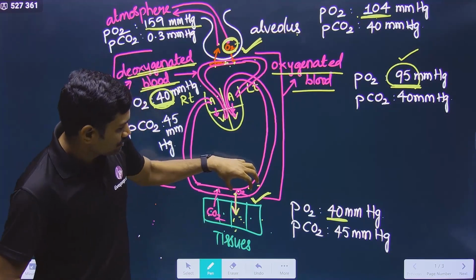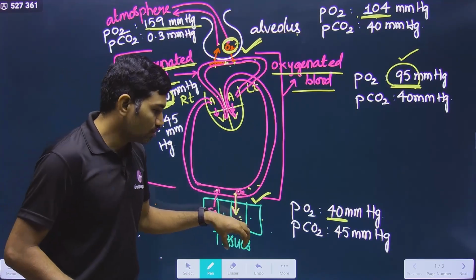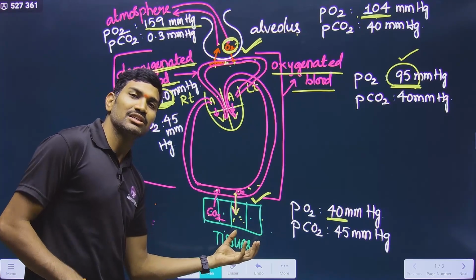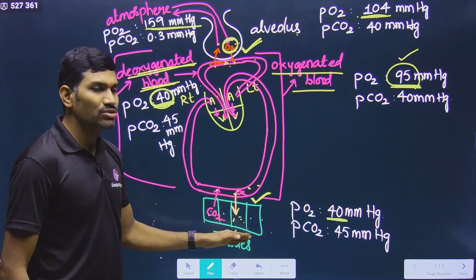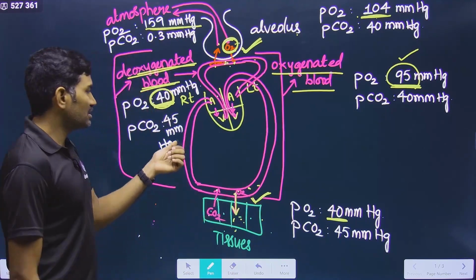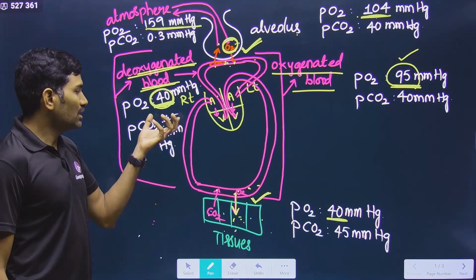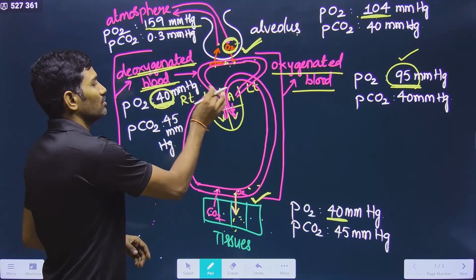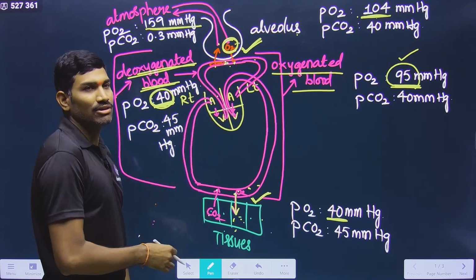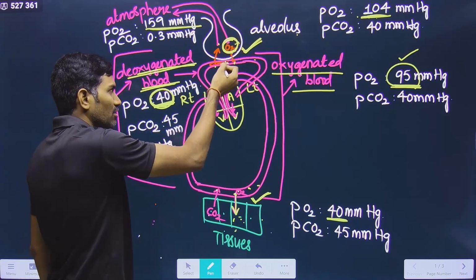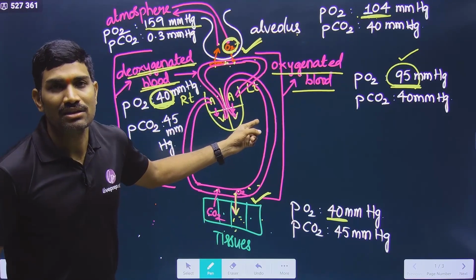So some amount of oxygen is supplied to the tissues, because the partial pressure of oxygen in the tissues is much lower. That's why it is going. Once it goes, some amount enters the tissues, and some amount is still present in the blood circulation. So in the deoxygenated blood, how much is present? It is just 40 mmHg. Now the same deoxygenated blood goes to the alveoli. Once again, here it is 104, here it is just 40. So again oxygen comes into the blood circulation.